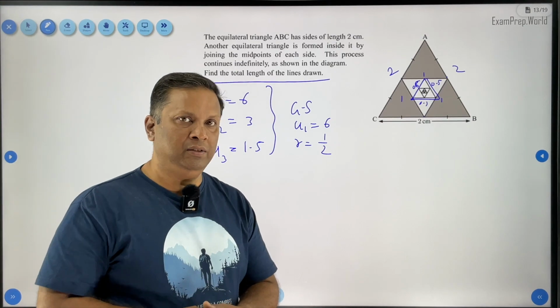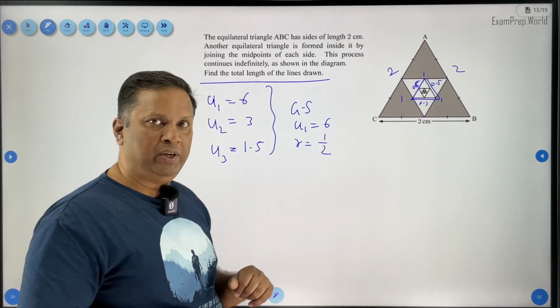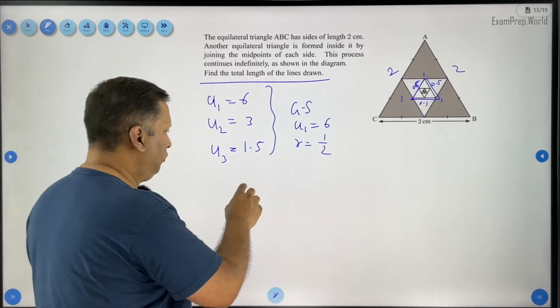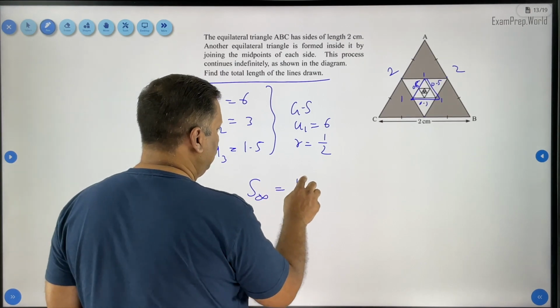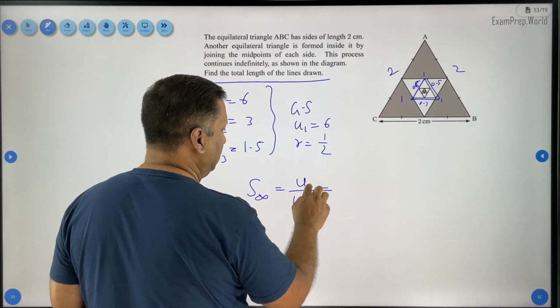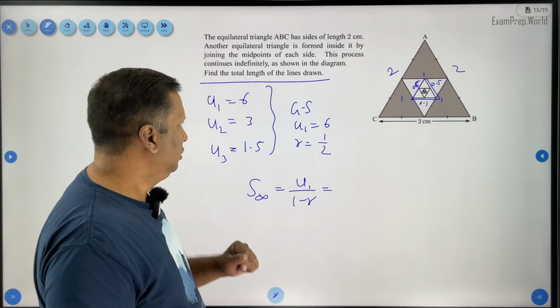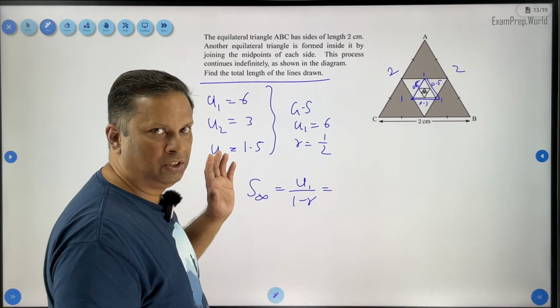Can we add all these terms up to infinity? Yes, S infinity, there is a formula. S infinity is U1 by 1 minus R. So directly put that formula and the question is done.